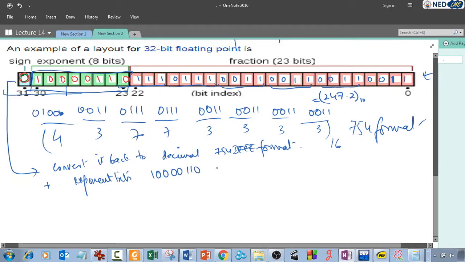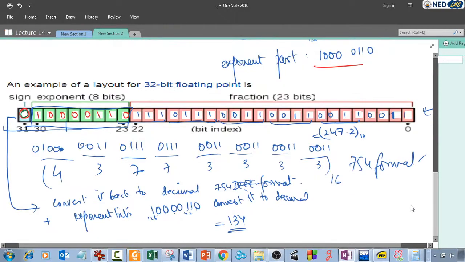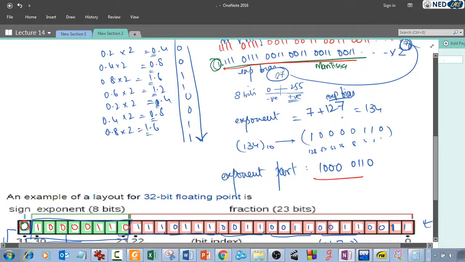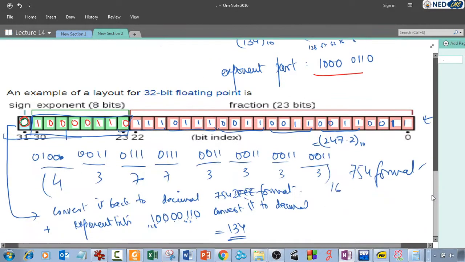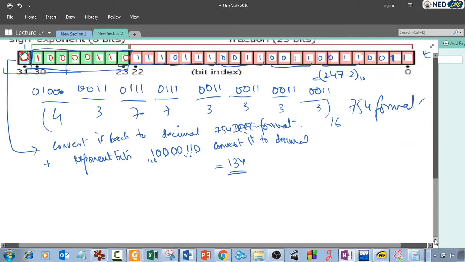I need to convert it to decimal. So that would be 1, 2, 4, 8, 16, 32, 64, 128. So 128 plus 4 plus 2 equals 134. Since we added 127, the exponent bias, now we need to subtract. We need to go in reverse. So we will subtract 134 minus 127, the exponent bias, and we will get the exponent part of 7.